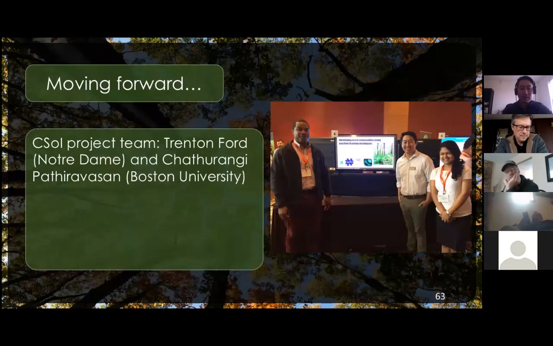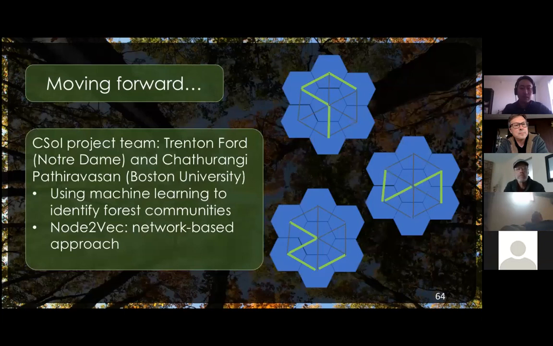And so moving forward, a study that's been ongoing now for a couple of years started at the CSoI project workshop a couple of summers ago. Trenton and Chathu worked with me trying to identify forest communities with some different machine learning techniques besides just LDA. And so what we ended up doing was using this network-based approach called Node2Vec.